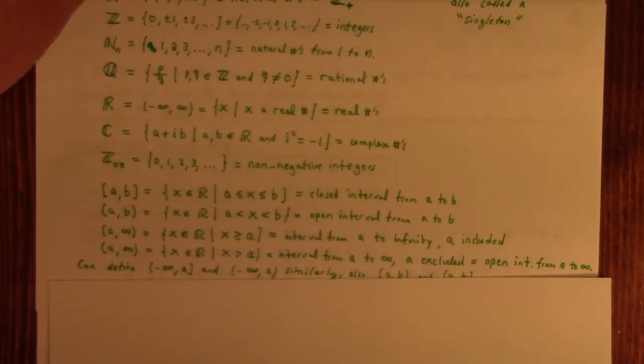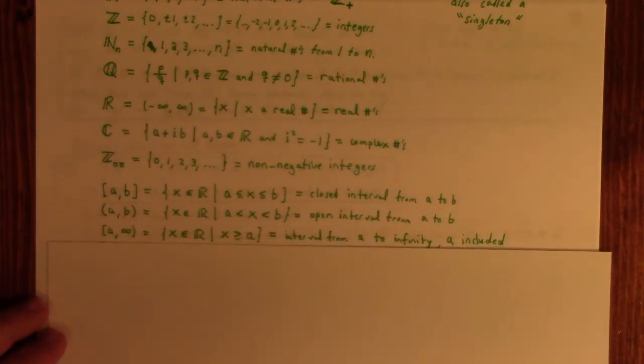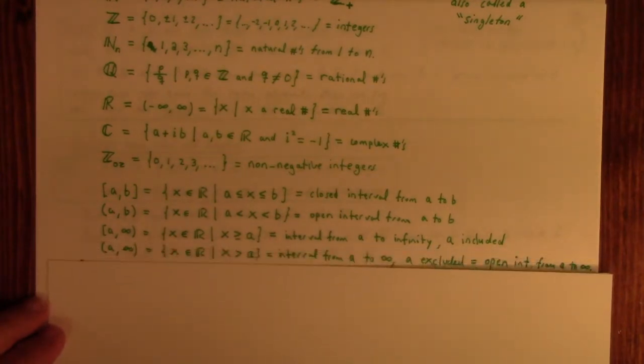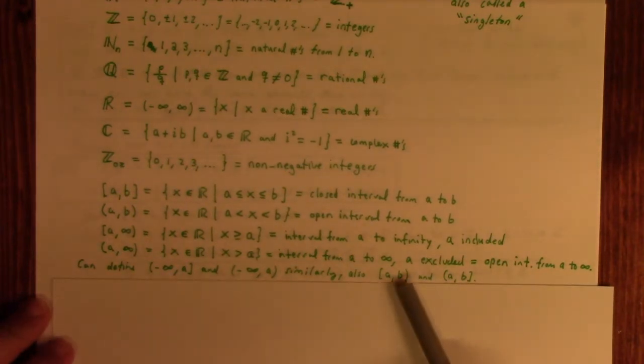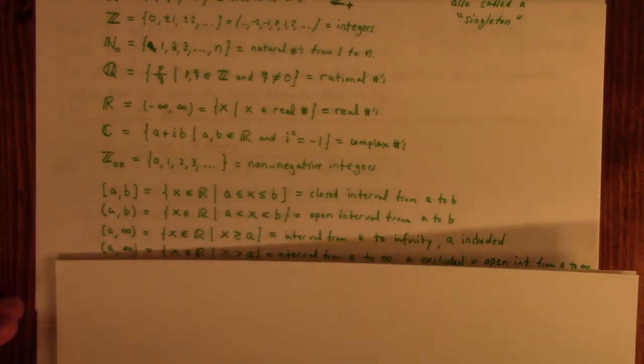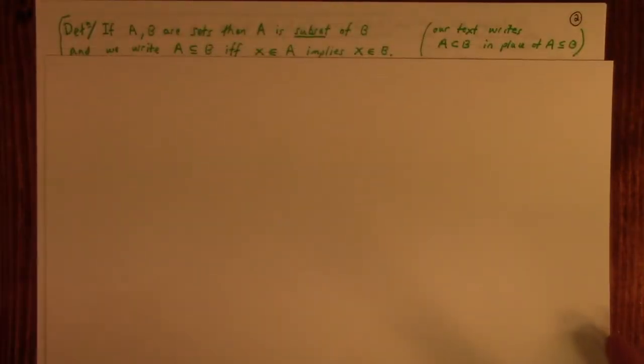You should have familiarity with these from calculus already. Closed interval, open interval. This is the ray from a to infinity with a included, from a to infinity with a excluded, and you can also define similarly the other rays to minus infinity, as well as the so-called clopen and half-open sets. They're just silly terms. Anyway, these are the major players in the game. So let me get right into it.